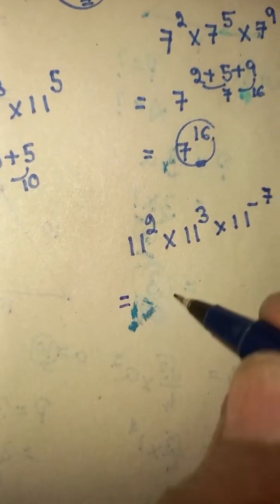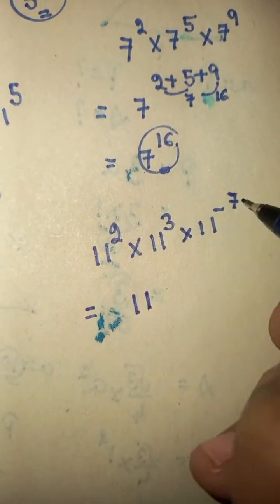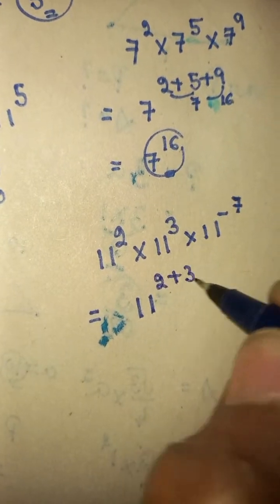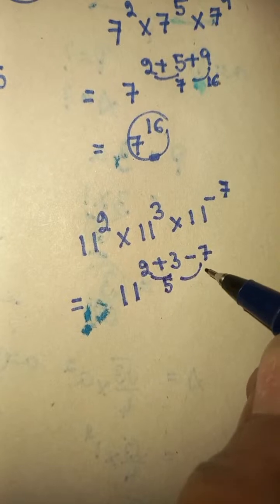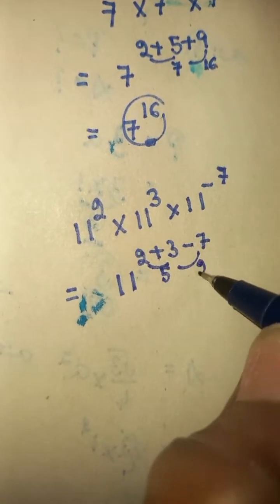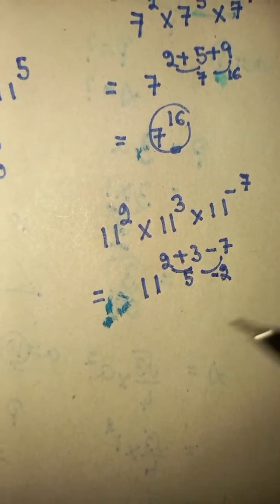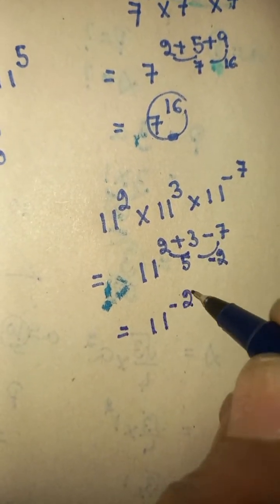Here also the same way. Take 11 as the common base and add up the powers. 2 plus 3 minus 7. 2 plus 3 becomes 5. 5 minus 7, 7 minus 5 is 2. And the bigger one's symbol is minus, so it remains as minus 2. 11 power of minus 2.